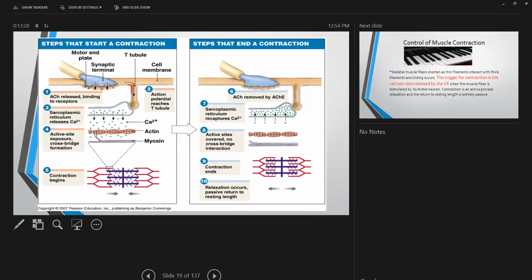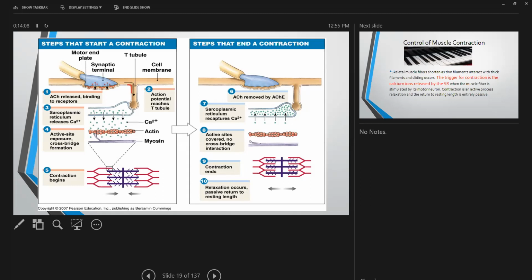Then you're going to have an action potential that reaches the T-tubule. So this action potential goes down the cell membrane into this T-tubule, activates the sarcoplasmic reticulum, and allows the sarcoplasmic reticulum to then release calcium, which triggers an active site exposure and forms a cross bridge formation. So it's really the release of calcium that tells the body, hey, it's time to make this muscle contraction. It's time to make the connection between myosin and actin, and that's when contraction begins.